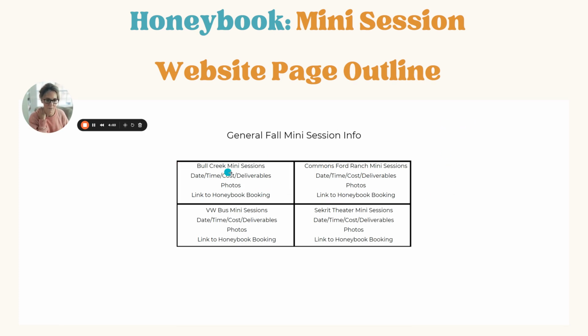I'd say Bull Creek mini sessions. I'd have the date, time, cost, deliverables, some sample photos, and then I'd have a link to my HoneyBook booking. I would do that again for Commons Ford Ranch, for my VW bus mini sessions, and my Secret Theater mini sessions. That is how I would do it. And then I would take this webpage link and I would advertise my mini sessions with that. So I just have one link that brings everybody here where they could sign up. That is how I would do it.